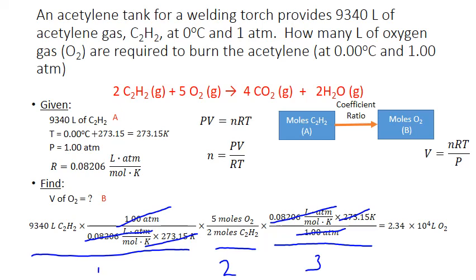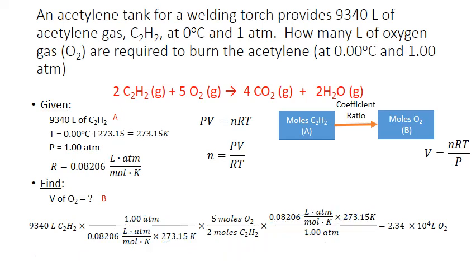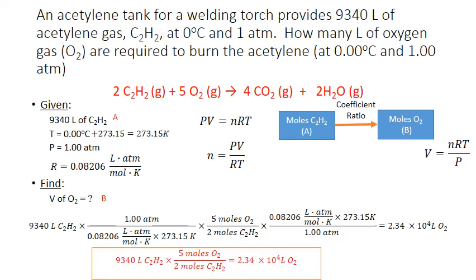And it turns out that you could actually get this exact same result if you had just taken our original volume of acetylene and multiplied just by that coefficient ratio, 5 moles of oxygen divided by 2 moles of acetylene. And this is a much simpler calculation.